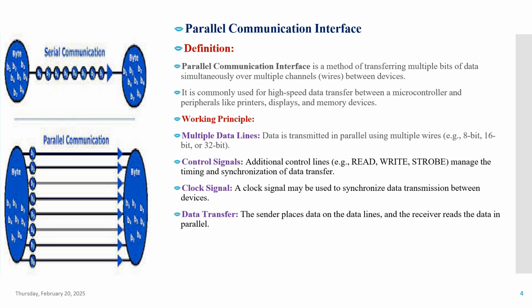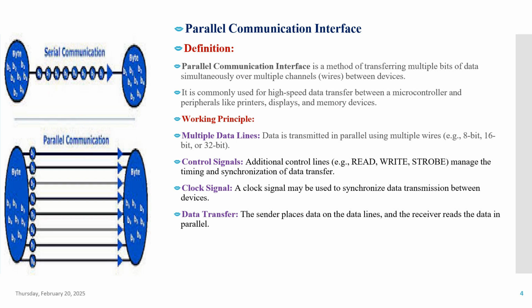Next one is the control signal. It allows additional control lines, which are used to manage the timing and synchronization of data transfer. Key control signals include read, write, and strobe. Third one is the clock signal. A clock signal may be used to synchronize data transmission between devices. It also ensures that both the sender and receiver are aligned in terms of timing, preventing data corruption.